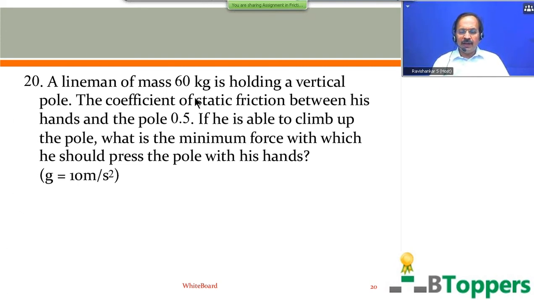A lineman of mass 60 kg is holding a vertical pole. The coefficient of static friction between his hands and the pole is 0.5. He is able to climb up the pole. What is the minimum force with which he should press the pole with his hands? G equal to 10 meter per second square. Come on.